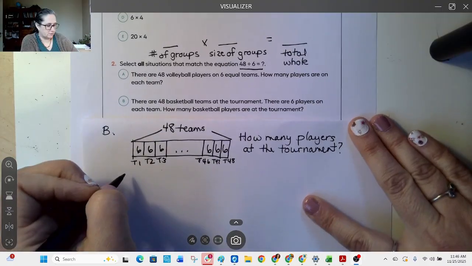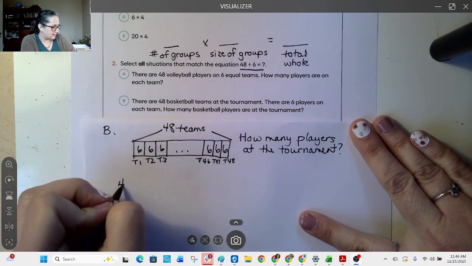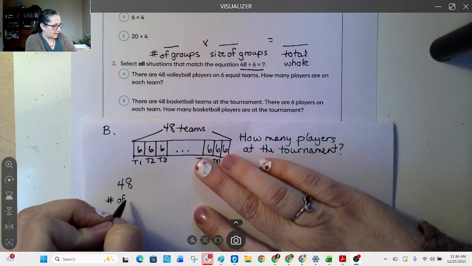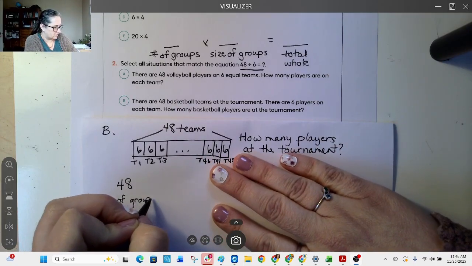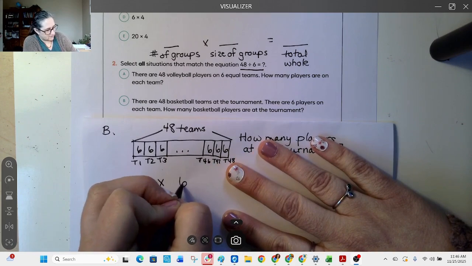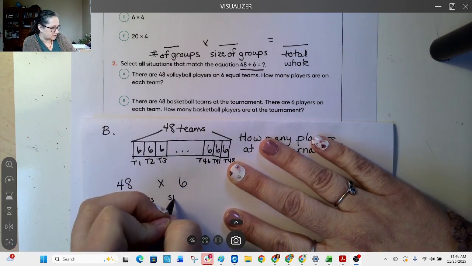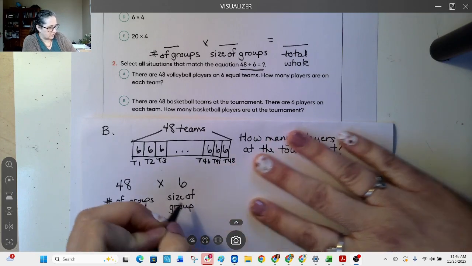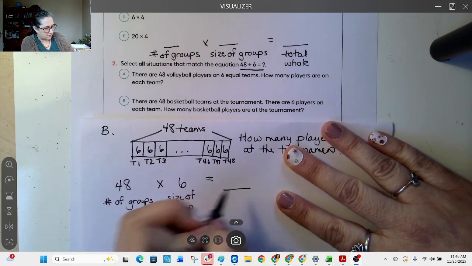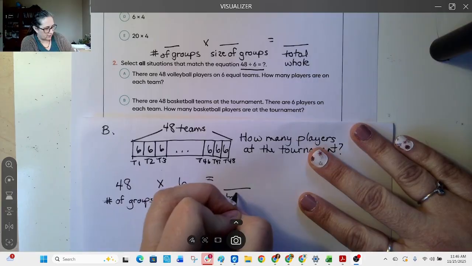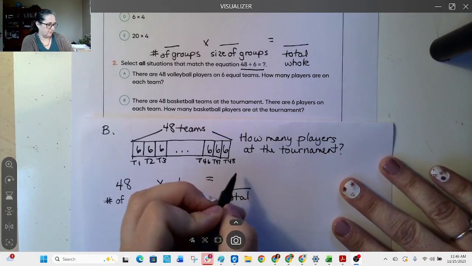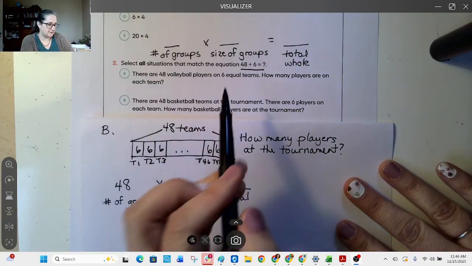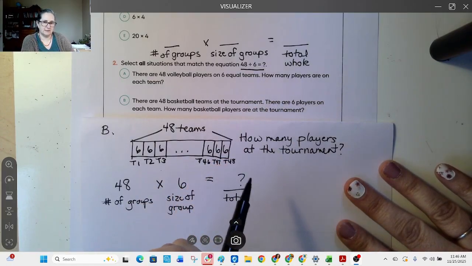So in this situation, 48 teams is the number of groups that we have times 6 players on each team, which is the size of each group. And what we don't know is the total, how many players altogether. So this is 48 times 6, not 48 divided by 6.